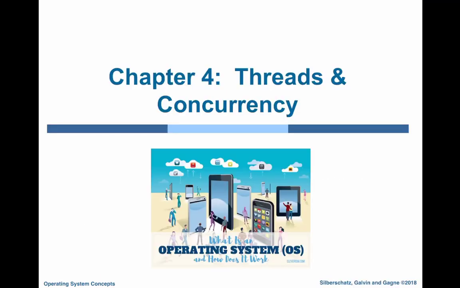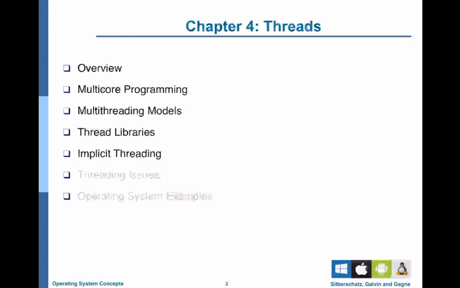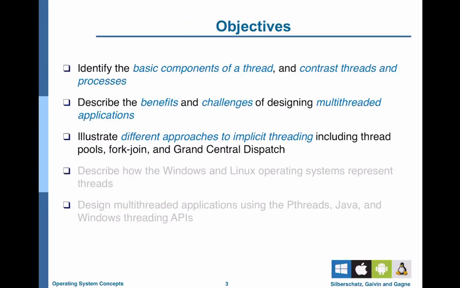In the second part of this chapter, we will explore the concept of threads, multi-core programming, and some models for multi-threading. This chapter also presents common thread libraries. The objectives of this part are to introduce the motivation for thread usage and the components of a thread, and to contrast threads and processes. Some benefits of designing multi-threaded applications are presented, besides the challenges.